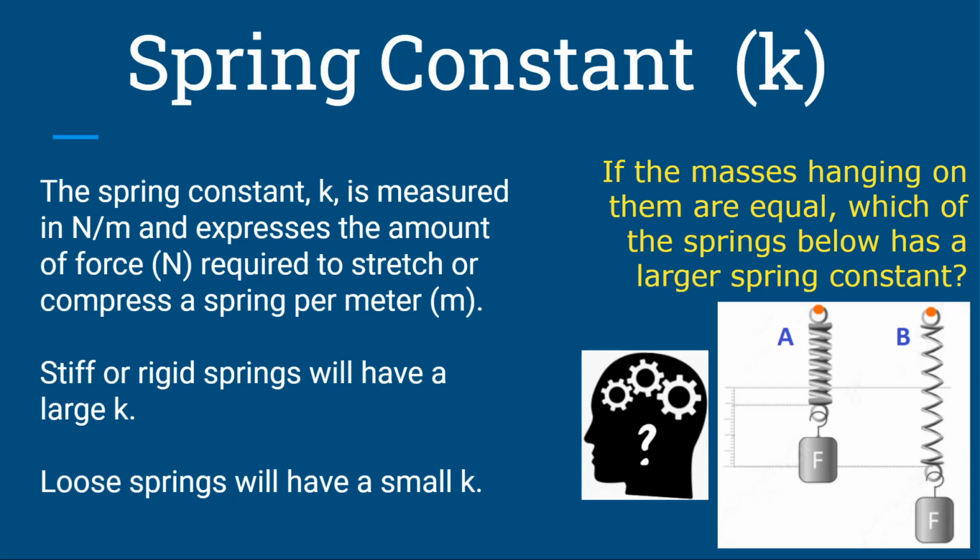Now if I gave you numbers on this diagram, we could figure out how much it's stretched, we could do a calculation, and we could solve for something with that. But I'm just making sure you understand what it means. So again, this one would have a larger spring constant than B.